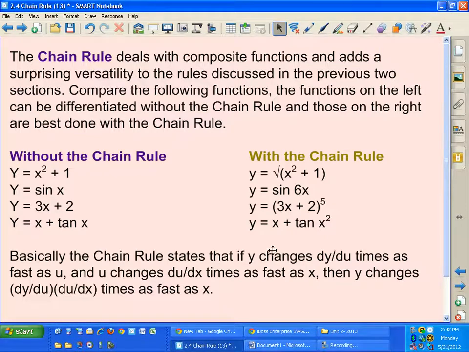Hello and welcome to section 2.4. In this section we're going to talk about chain rule. The chain rule deals with composite functions, functions inside of functions.